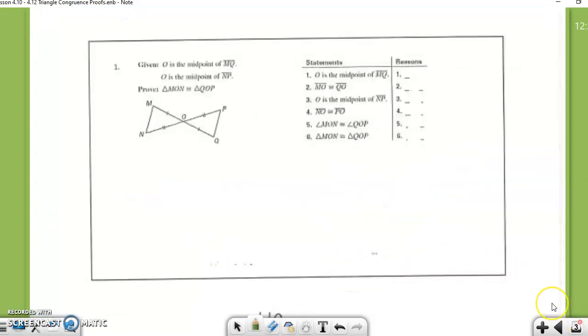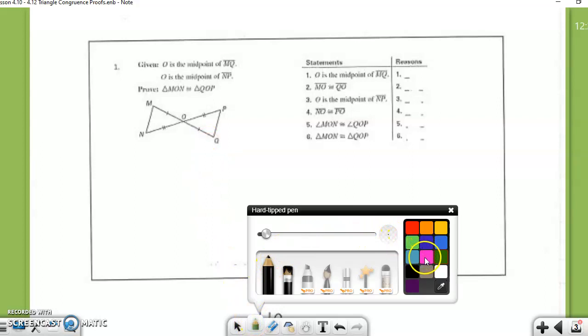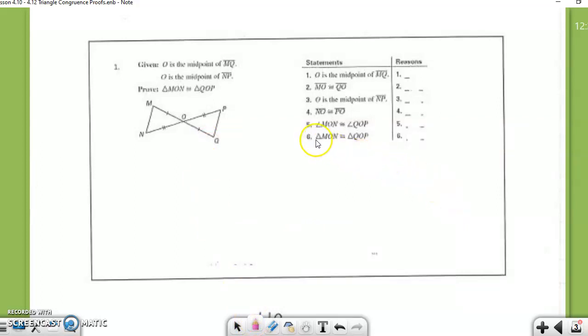All right, let's get started on some two-column proofs. So we're going to work these examples together, and I want you to follow along and work with me. The more you do them, the easier they get.